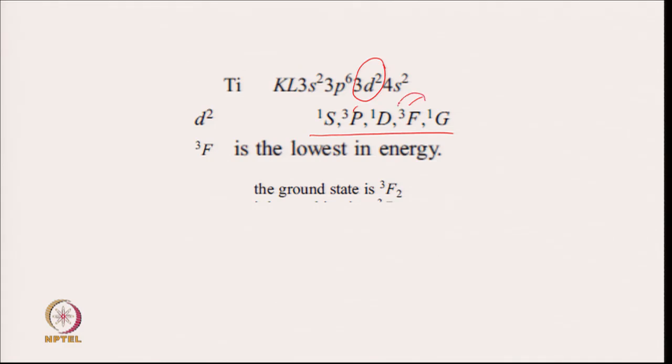And again 3F means S is equal to 1 and L is equal to 3, with L values 0, 1, 2, 3. So it is going to have J values from 4 to 2: 4, 3, 2. The lowest value of J is 2, and so the ground state is going to be 3F2, since d is less than half filled.